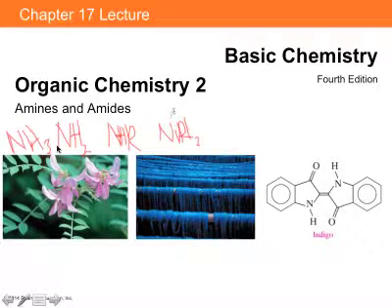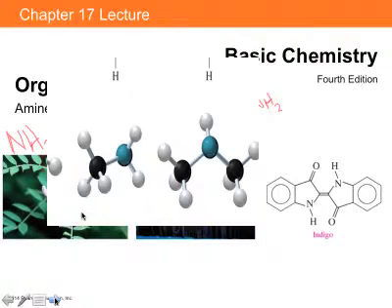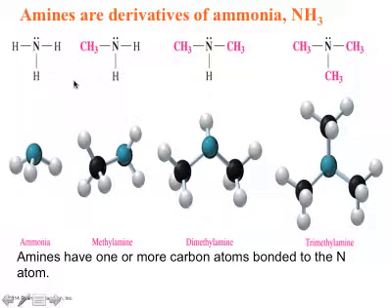They have a carbonyl group and a nitrogen group. So instead of an OH, it has an NH. They're like carboxylic acids, but instead of an OH here, it has an amine group. All right, so amines are derivatives of ammonia. There's ammonia. Take 1 hydrogen off, replace it with an alkyl group, and it's methylamine. This one, dimethylamine, trimethylamine. So you can actually take all the hydrogens off of ammonia and replace them with alkyl groups.